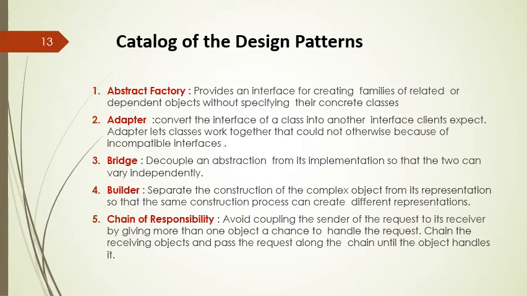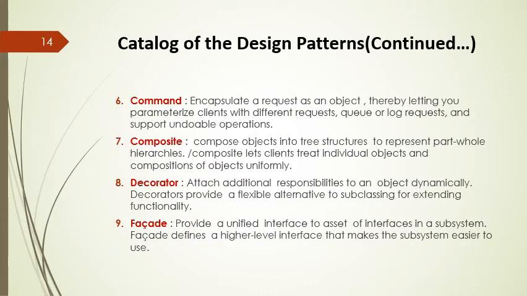Chain of responsibility, avoid coupling the sender of the request to its receiver by giving more than one object a chance to handle the request. Chain the receiving objects and pass the request along the chain until an object handles it. Sixth is a command. Encapsulate a request as an object, thereby letting you parameterize clients with different requests, queue or log requests, and support undoable operations. Composite pattern. Compose objects into tree structures to represent part-whole hierarchies. Composite lets clients treat individual objects and compositions of objects uniformly.